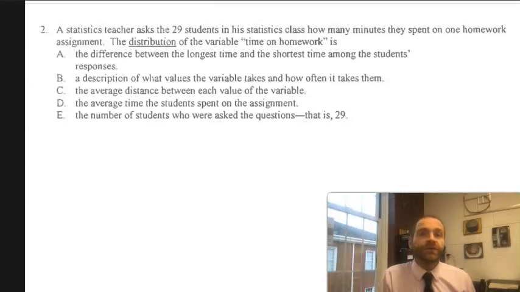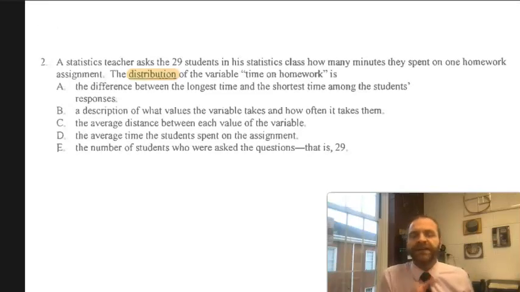We're looking at question 2 from the AP Statistics Midterm Review, and this one we're told a statistics teacher asked 29 of his students how many minutes they spent on what homework assignment. The distribution of the variable time on homework is, and so you see that word distribution underlined. That must be the key. We have to understand what that means. So that's where we're going to focus, on that idea of distribution.